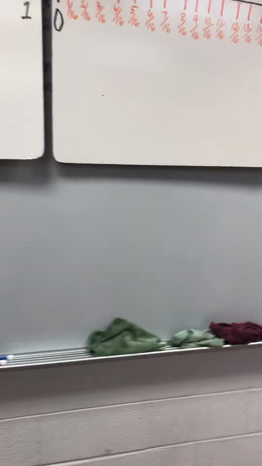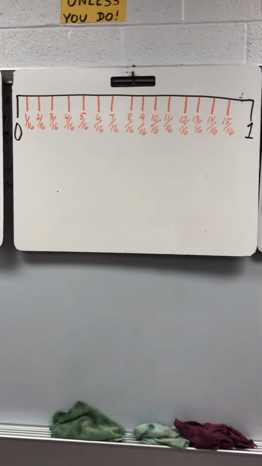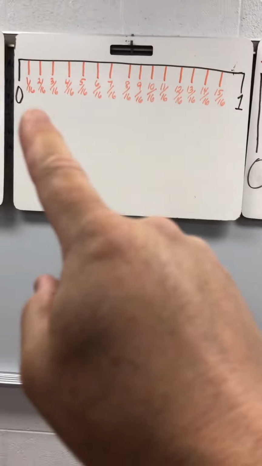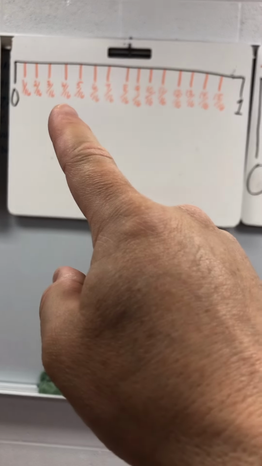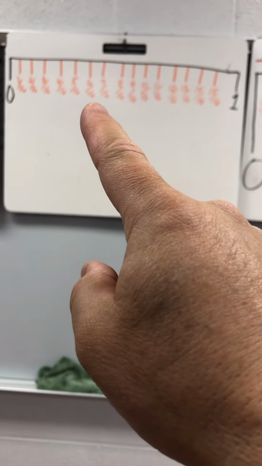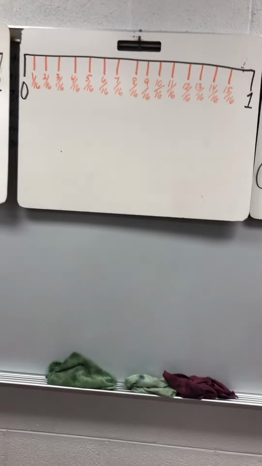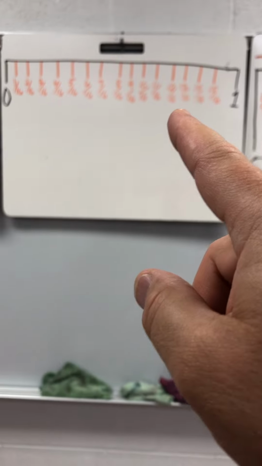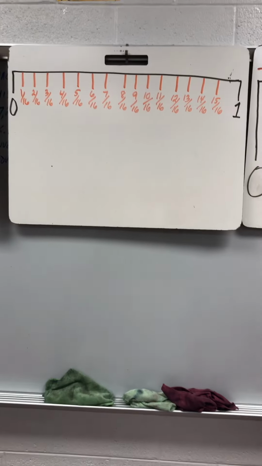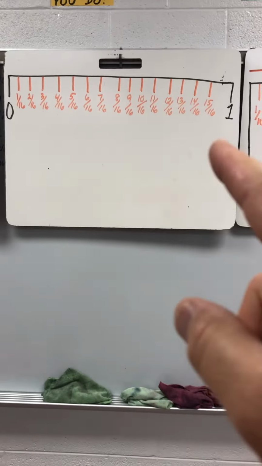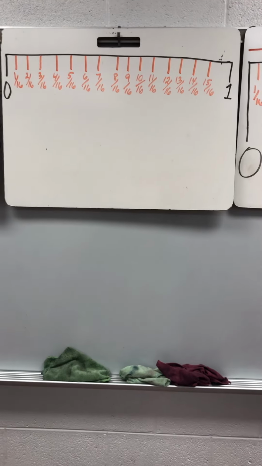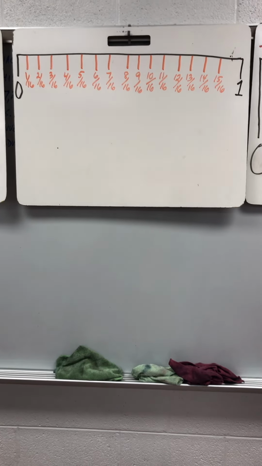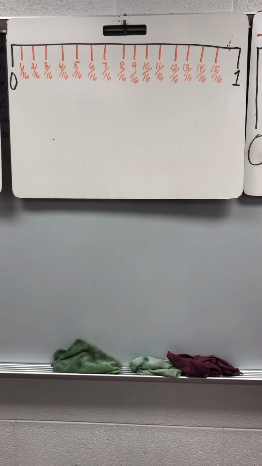And then we go to 16ths, right? 1/16, 2/16, 3/16, 4/16, 5/16, 6/16, 7/16, 8/16, 9/16, 10/16, 11/16, 12/16, 13/16, 14/16, 15/16, 16/16. But we reduce where we can. So ultimately it looks like this.